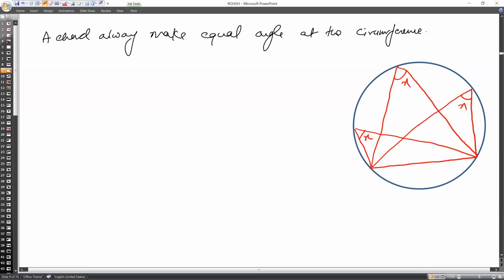Why? Because let's suppose this is the center. If the same chord is making a 2x angle at the center, then the same chord at the circumference will be making angle x. So all of these will be x. That's why they will be equal. Okay. You understood this one? Understood? Tell me fast. Yes, sir. Okay.